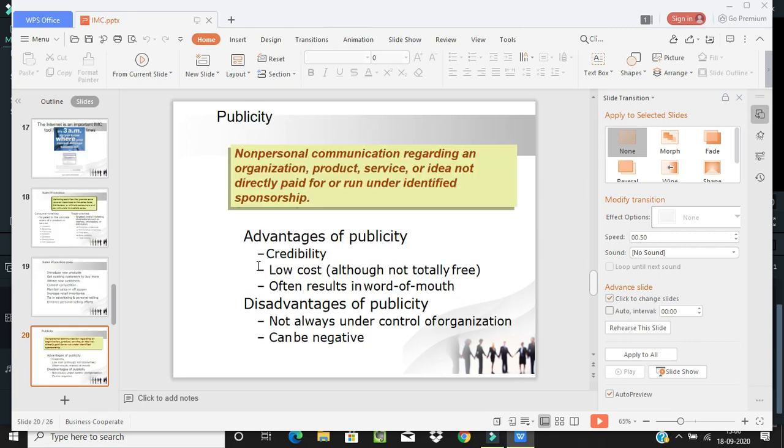Now, publicity. What is publicity? Publicity is a kind of non-personal communication regarding an organization, product, service, or idea, not directly paid for or run under identified sponsorship. Publicity is a non-personal communication where it will promote a company or the brand or the person or the service. See, what are the advantages of publicity? Credibility will be there, and low cost will be there, although not totally free.